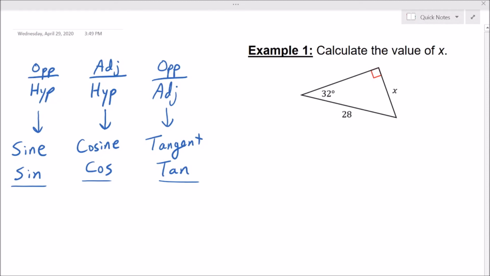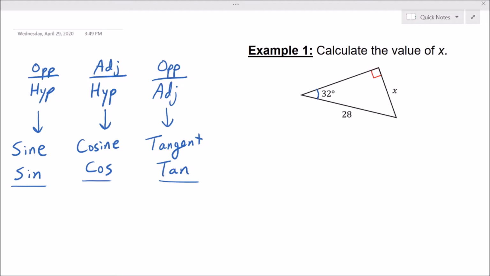So here we've got an example: calculate the value of x. It's a right triangle, so we know we can use this trigonometry stuff. And first of all, notice what the angle that we're working with is. So where's the non-90-degree angle? It's here, right? And so we're working with a 32-degree angle.